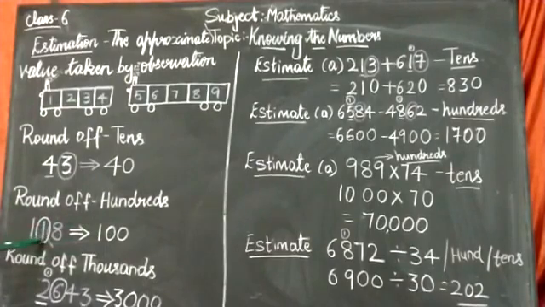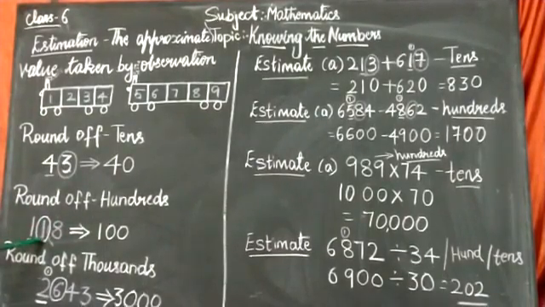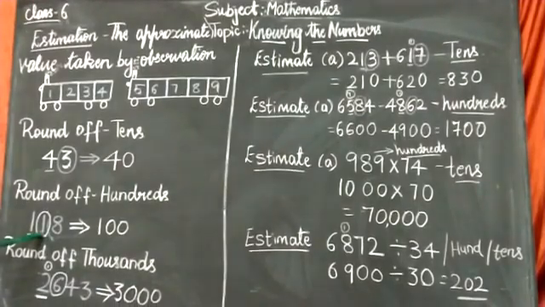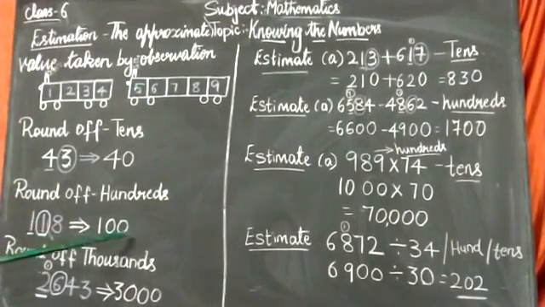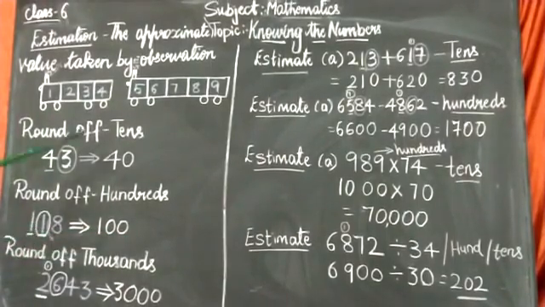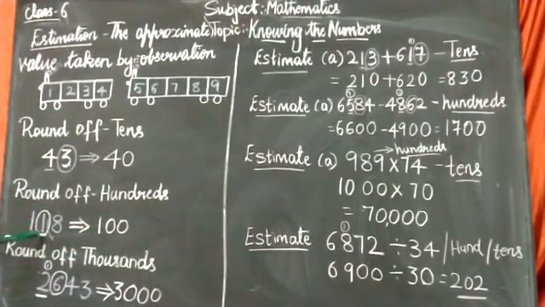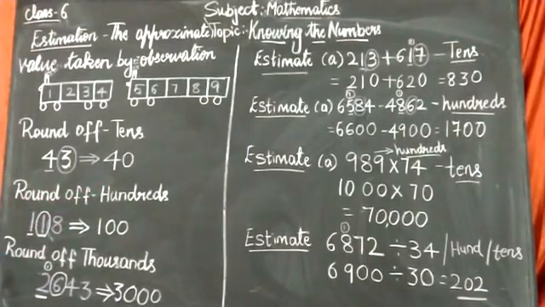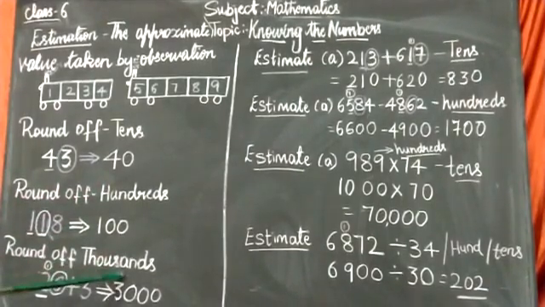If the number here was 178, it is more than 5. So we will be writing 0 here. It is more than 5. Just think that it was 7 here. So we will be writing 0 here plus 1 here and it will become 200 while rounding off to hundreds place.